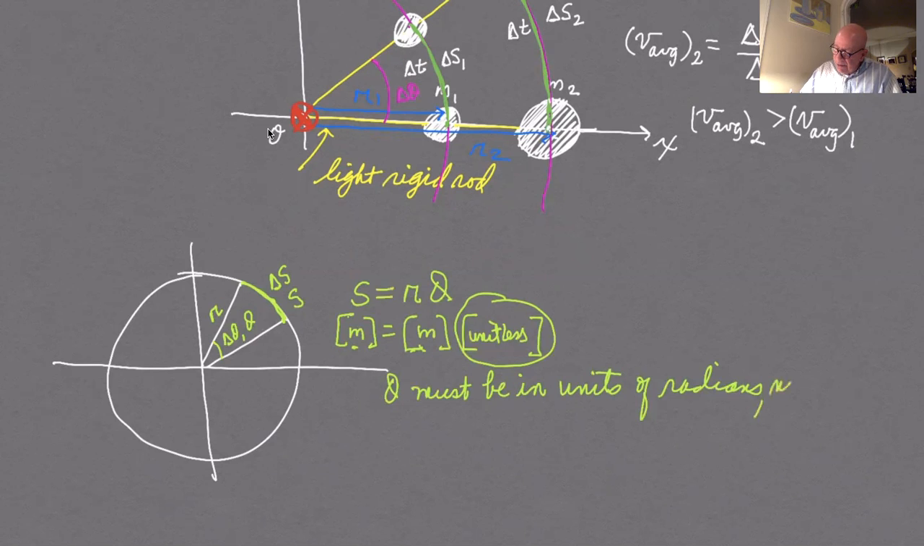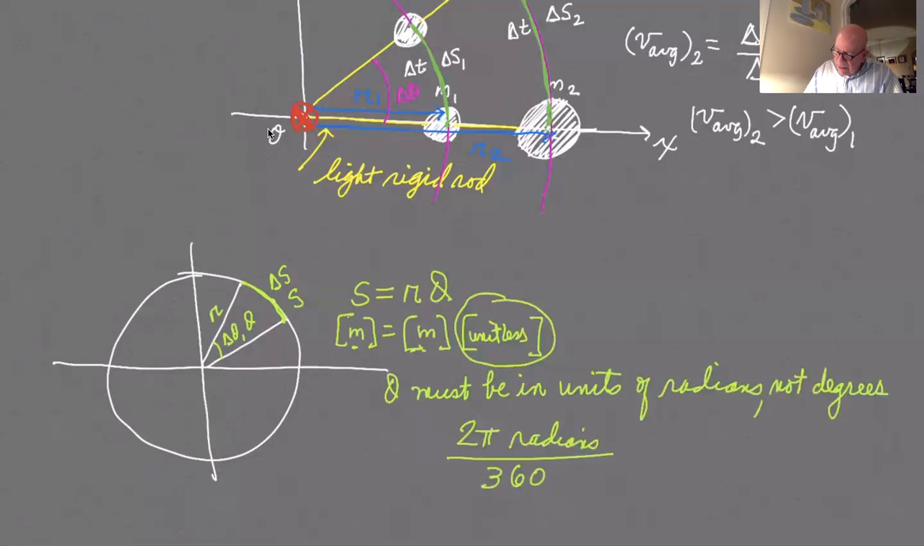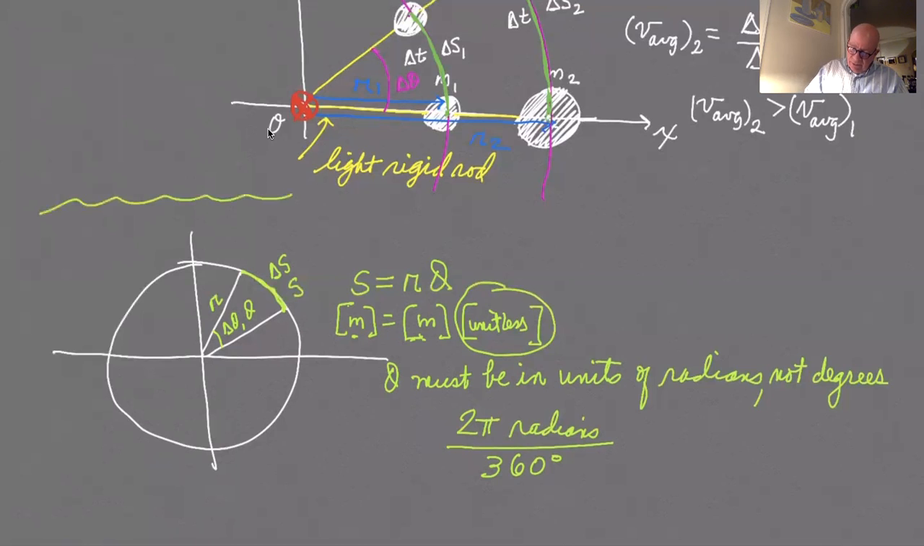Not degrees, right? Not degrees. And some of you might remember that the way to convert theta in degrees to theta in radians is that there are 2 pi radians for every 360 degrees. So that's the conversion factor, okay? So now this is our little geometry detour here.